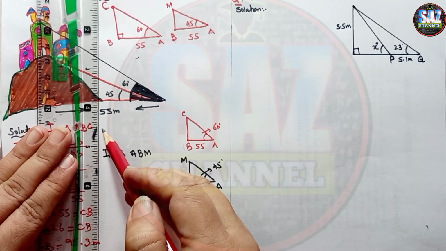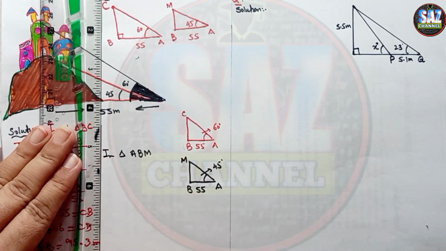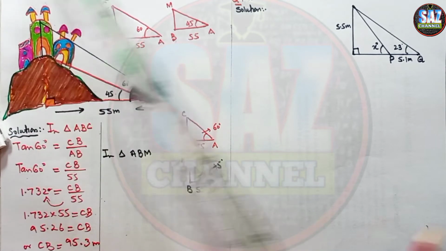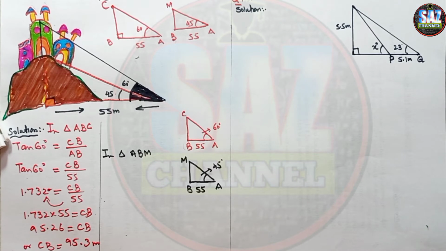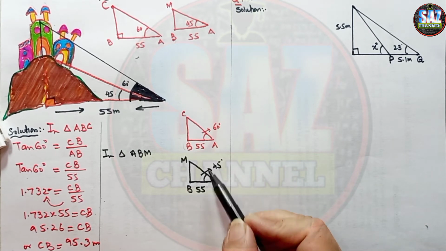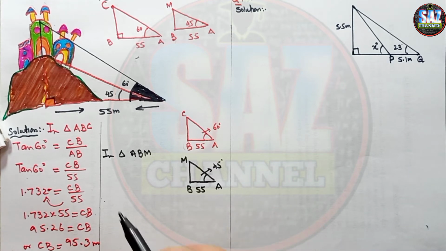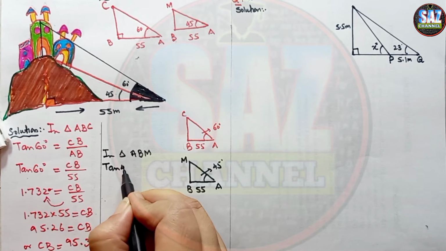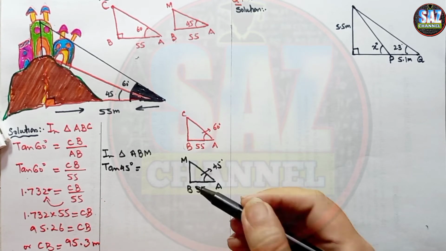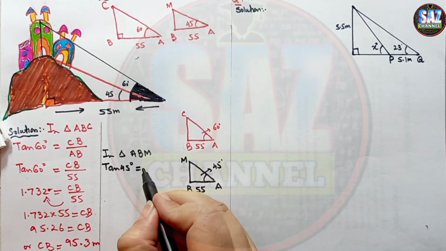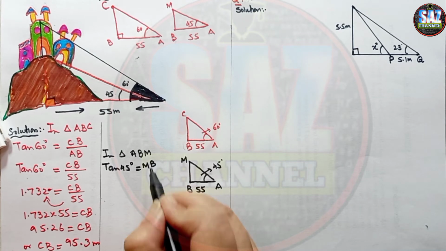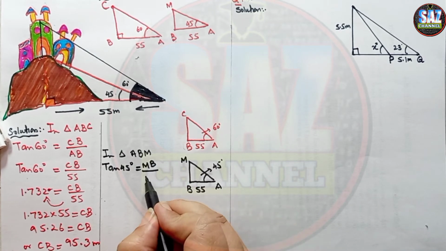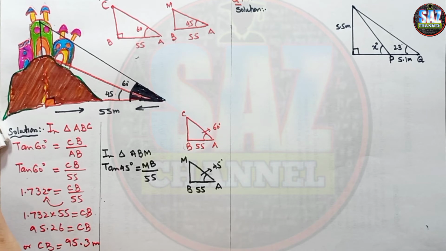Now in order to find the BM side, we have to see that with the reference of the 45 degree angle, what is BM and what is 55 and which trigonometric ratio we can apply easily. Again we have to apply tangent 45. Tangent 45 degrees equals opposite, that is MB or BM, MB upon adjacent, which is 55, and tangent 45 is 1 if I'm not wrong.